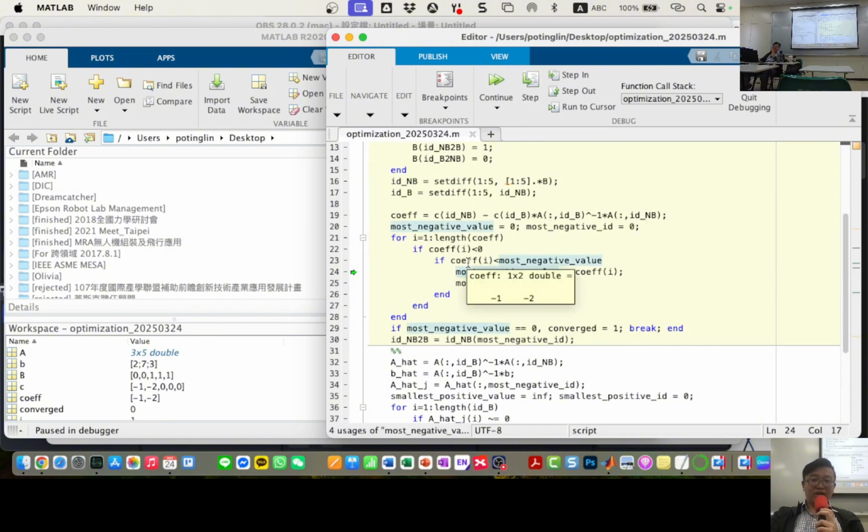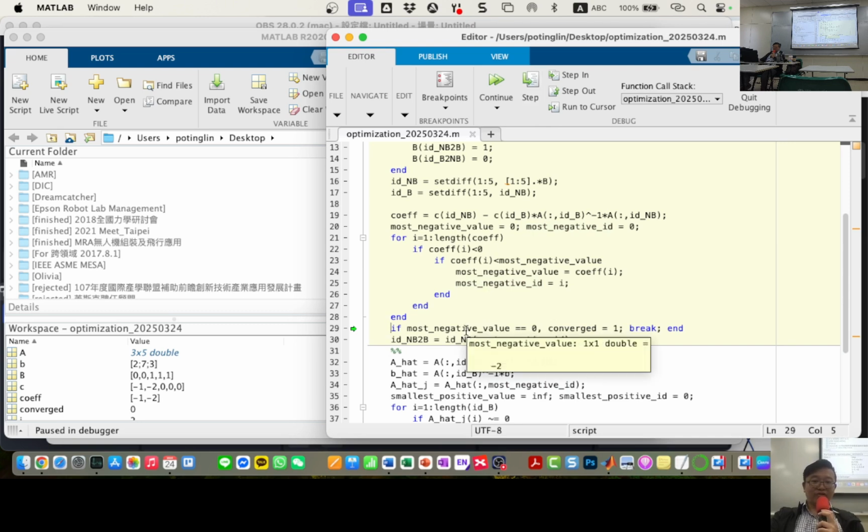Okay, now the first one was into the loop, so I update. The most negative value now is -1, and the corresponding ID is 1, but that's actually not the most negative one. In the second round, we found an even more negative one, so the most negative value updates to -2, ID updates to 2. Outside of the loop. Is the most negative value 0? No, so not yet converged.